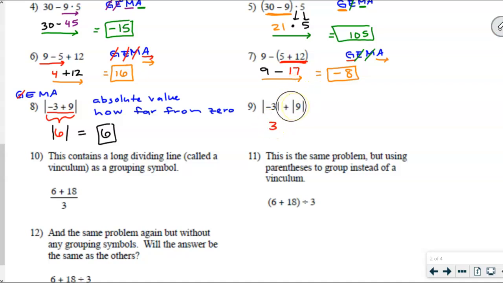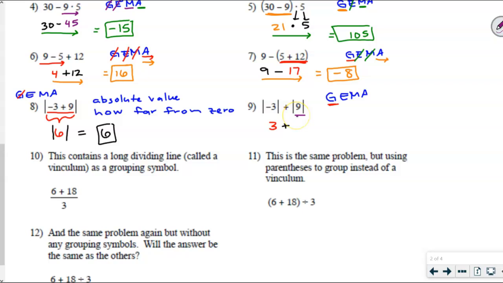Notice, I can't do the addition yet. I can't do the addition because I haven't done the grouping symbols yet, right? So, are there grouping symbols? Yes, I'm working on them. I did the first grouping symbol, bringing everything else down. Oh, look, we have a second grouping symbol.